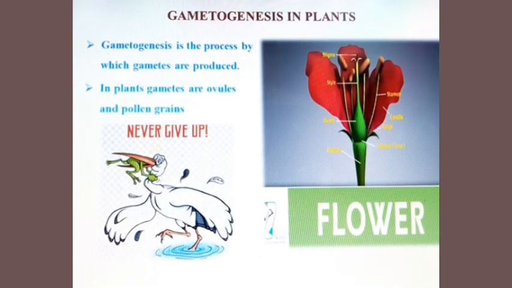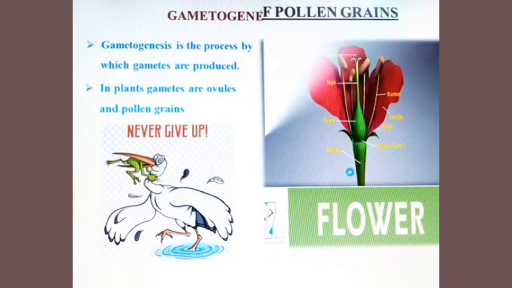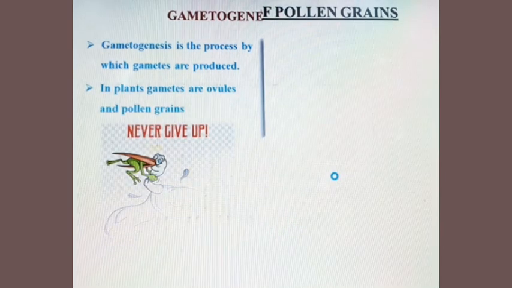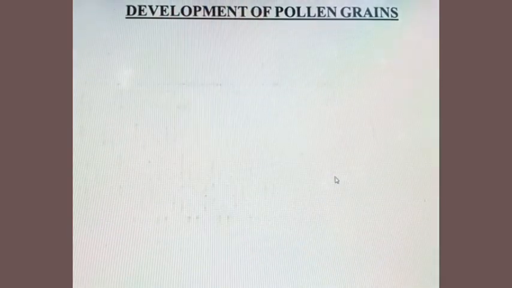In plants specifically, gametes are going to be ovules or the pollen grains. The pollen grains, if you're looking at this cursor, are going to be formed in the anther heads, and the ovules are going to be formed in this part called the ovary. I think you're seeing that on our cursor. So within this process of gametogenesis, we are going to divide it into 2: formation of pollen grains and formation of the embryo sac and ovules.